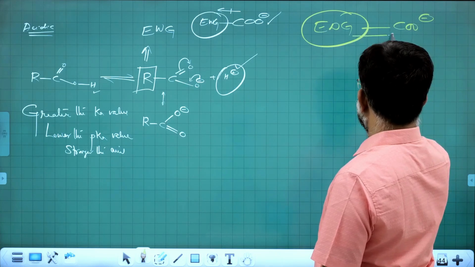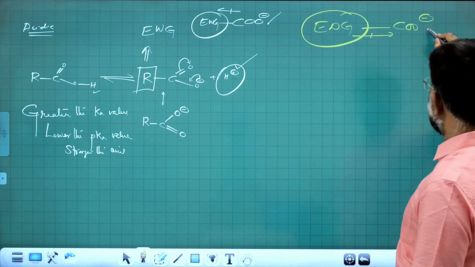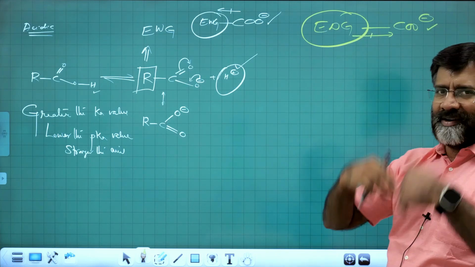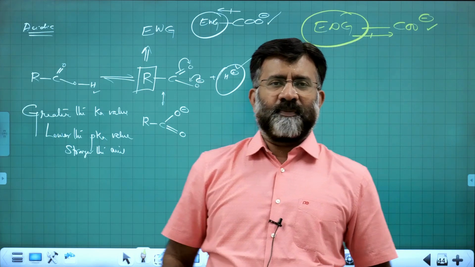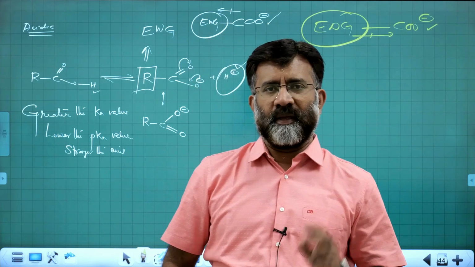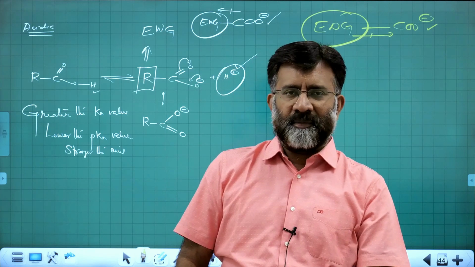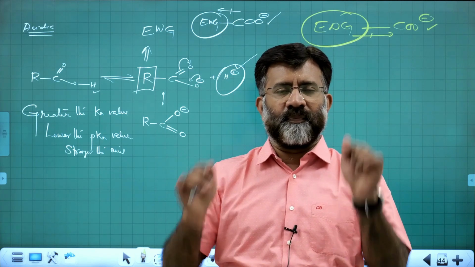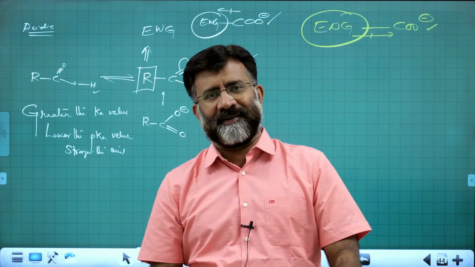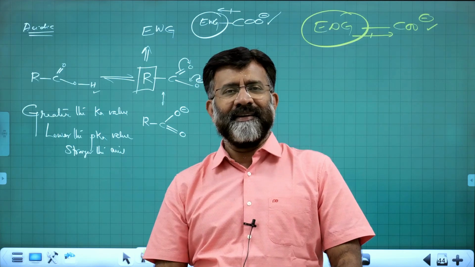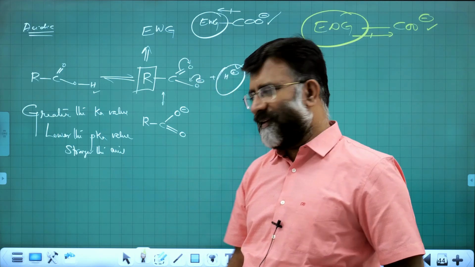It is donating electron density. So O minus will increase, stability will decrease. So presence of electron withdrawing group increases the acidic character. Presence of electron donating group decreases the acidic character. That's a general scenario.